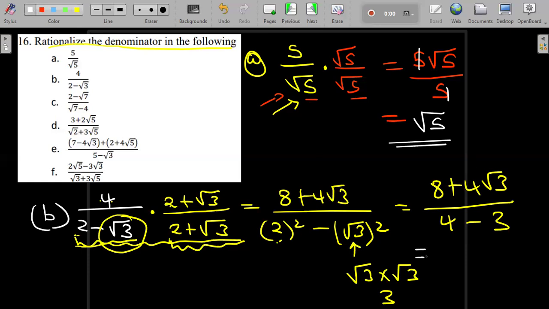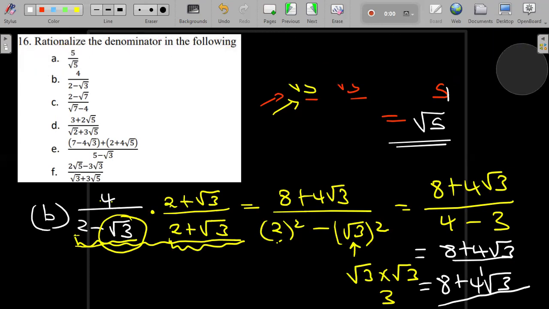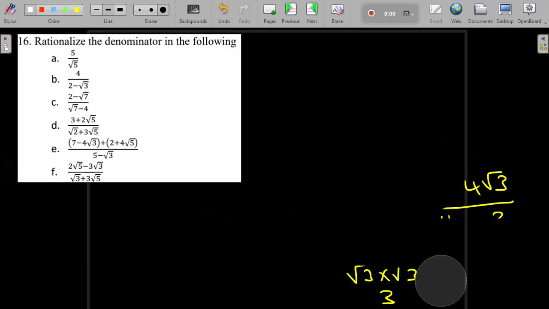it means the expression that we now have is 8 plus 4 root of 3. And then 4 minus 3 is just equals to what? 1. So our final answer will just be 8 plus 4 root of what? 3. So this here will be our final answer. All right, so that's how we solve our question A and B. Okay. Let's look at question C.